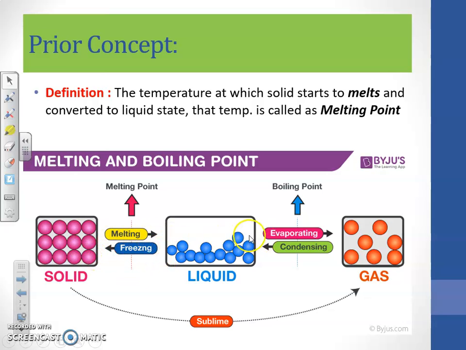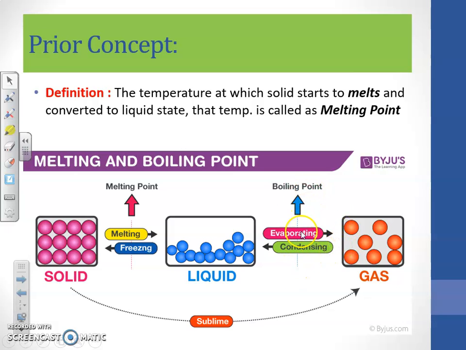Liquid to gas we call boiling or evaporation. The temperature required for conversion of solid to liquid is called the melting point, and the temperature at which the liquid converts into the gaseous state or vapors is called the boiling point. Both of these are transition temperatures or borderlines. Below the melting point, the substance will be in the solid state; above its melting point, the same substance will exist in the liquid state. Similarly, below the boiling point the substance is in the liquid state, whereas above the boiling point it exists in the gaseous state.